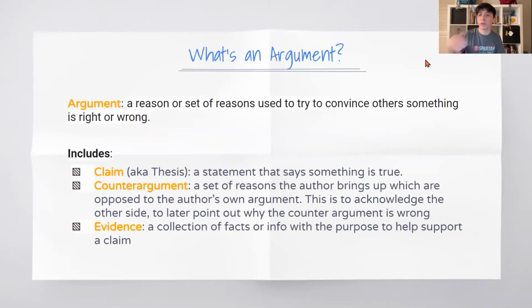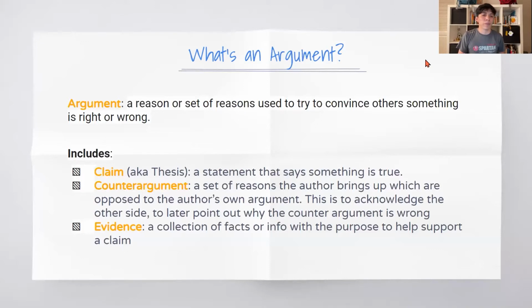Okay, so we're going to go through a few of the concepts that we covered in the last video from Monday. We need to know what an argument is. An argument is just a reason or a set of reasons that are used to try to convince others that something is right or wrong. A lot of times it can come off as persuasive, like someone's trying to persuade you. But sometimes people aren't trying to persuade you, they're just trying to argue why they think they're right. So there's a slight difference between arguments and persuasive text, but they're really similar.